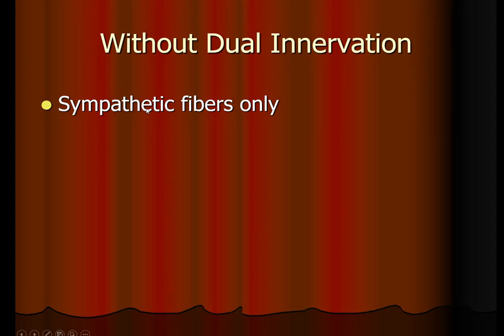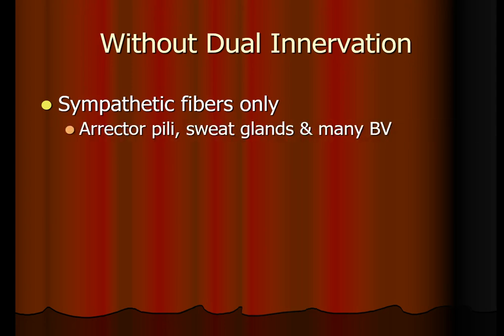And there are structures that only have sympathetic fibers. Sweat glands, erector pili, and many blood vessels. Okay? Blood vessels we haven't gotten to, we're running out of time. We're good. We'll stop there. We'll pick up with this slide.